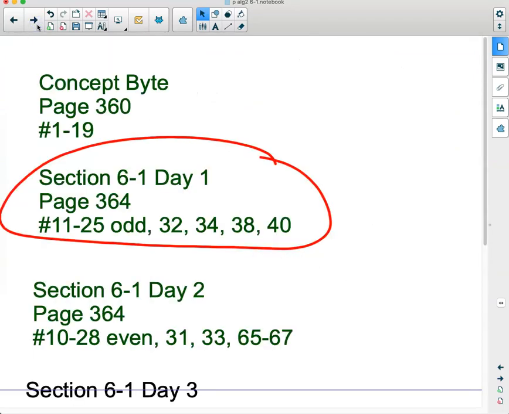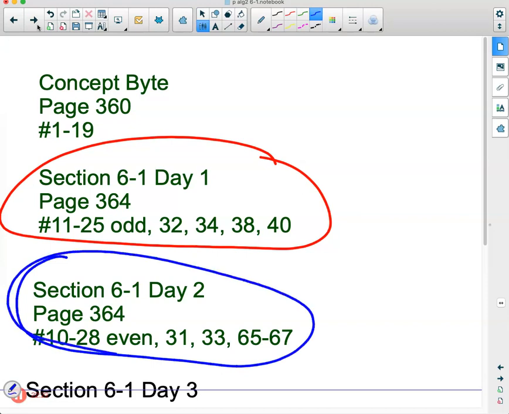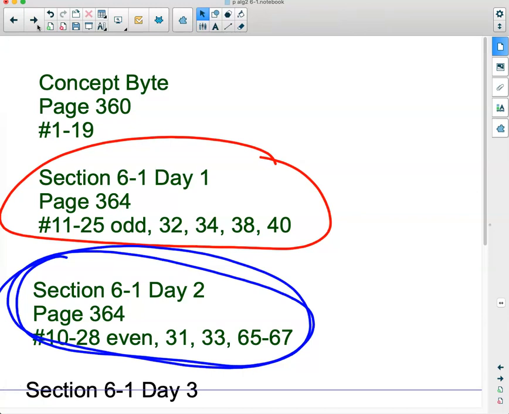And then yesterday you did the assignment that's circled in red up there. Today, do the blue. So section 6.1 day 2, page 364, I shouldn't have written over the top of it. Numbers 10 through 28, the evens, 31, 33, and then 65 to 67. And next week we will start on section 6.2. So have a good weekend, everybody.